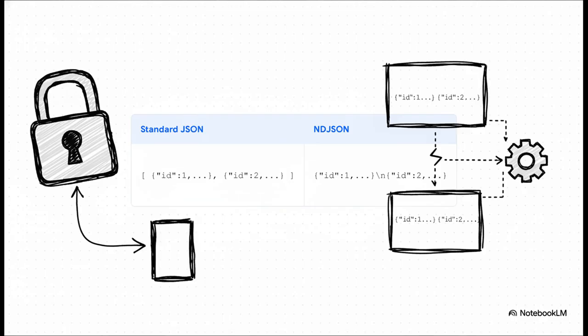This comparison just says it all. On the left, you've got standard JSON, this huge monolithic array. You have to wait for that very last closing bracket before you can parse anything. But look on the right with NDJSON. Each object is complete and self-contained. The boundary isn't some tricky syntax, it's just a simple, reliable new line.